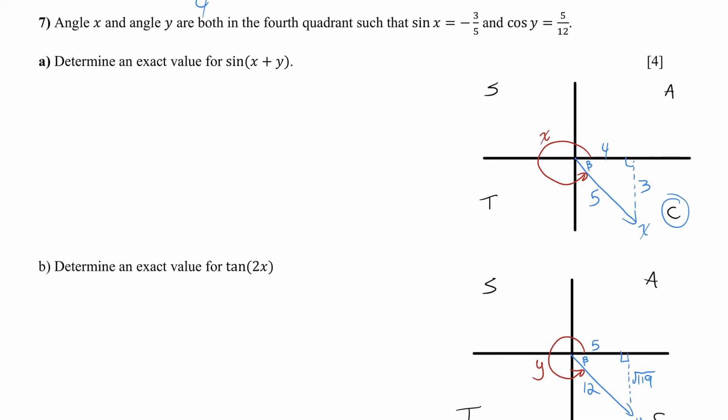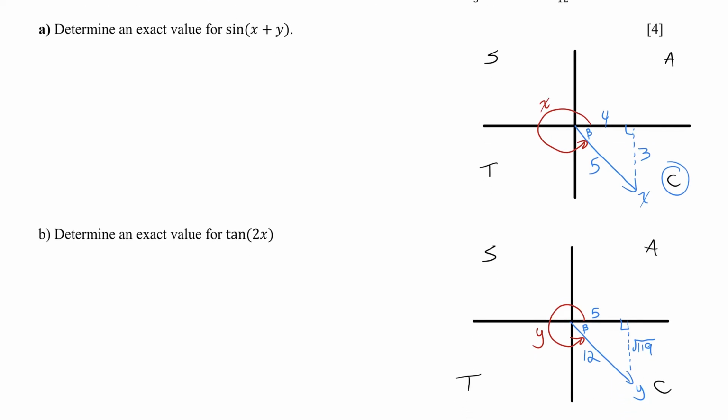So let's go ahead and see what we need to find here. We need to find sine of x plus y. We don't actually need to solve for x or y, we just have to figure out what is sine of x plus y. So I can use the compound angle identity, sine of x plus y equals sine x cos y plus cos x sine y. And then if I look at my two diagrams, I can get any ratios I want.